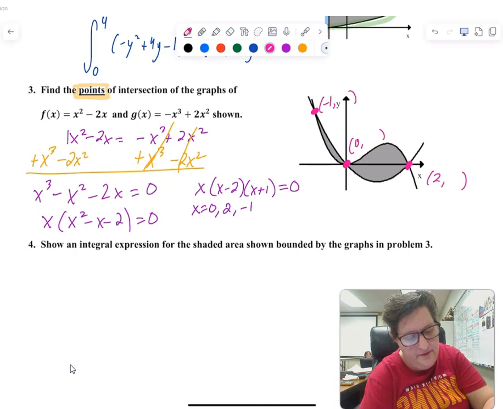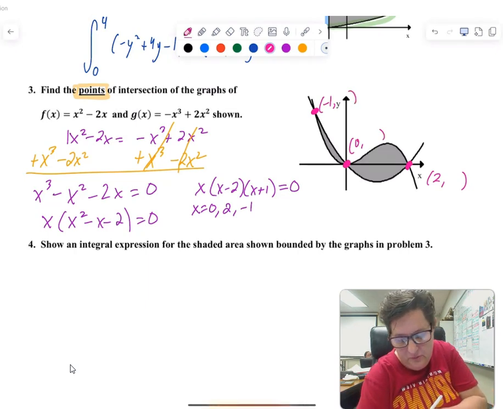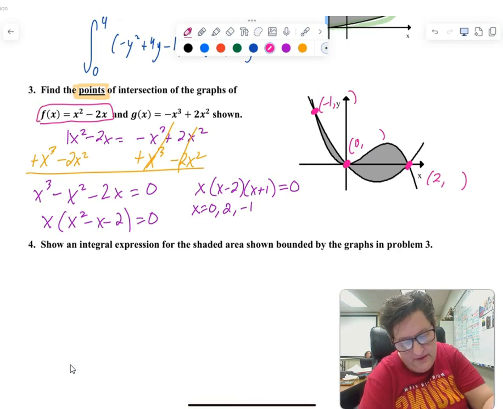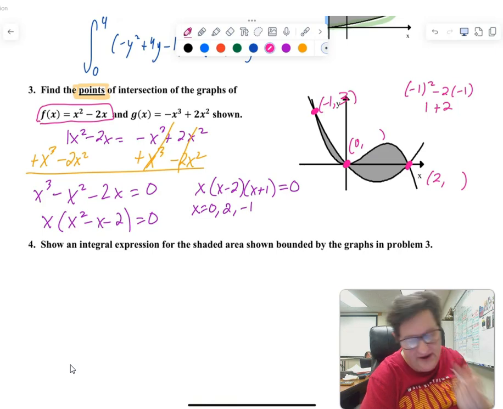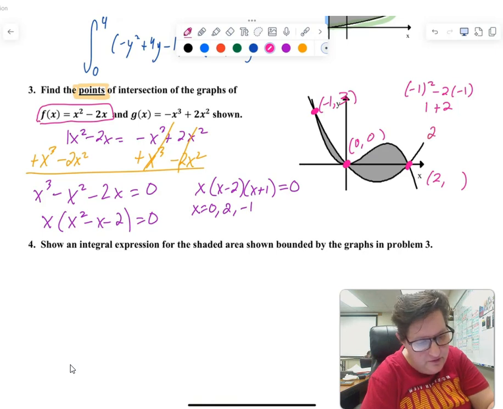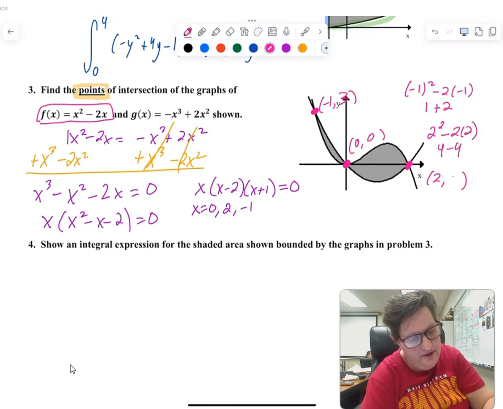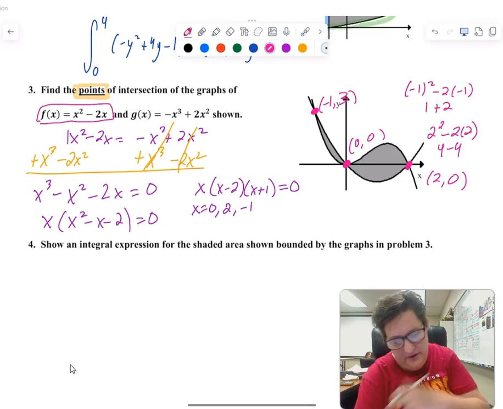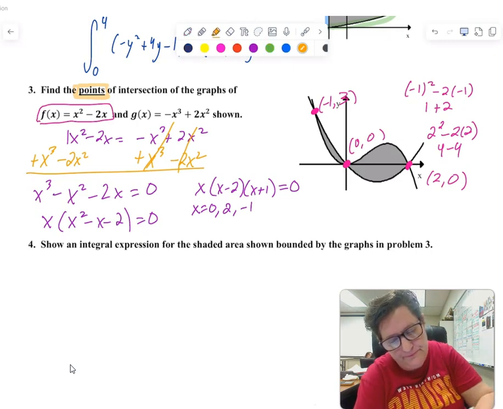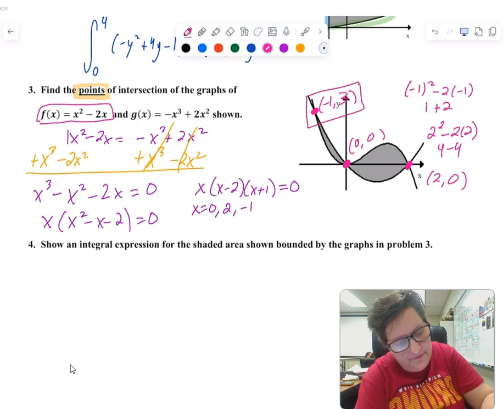And, you know, it's where they're equal to each other, so you really could plug it into either one of these. To find the y coordinate, I'm going to plug into that one. So when I plug in negative 1 squared minus 2 times negative 1, that gives me 1 plus 2, so that one's 3. That looks accurate with the graph. When I plug in 0, I get 0. That also looks accurate. And then when I plug in 2, I get 2 squared minus 2 times 2, 4 minus 4. Okay, and I get 0. And those are my 3 intersection points. All right? Box my answers here.